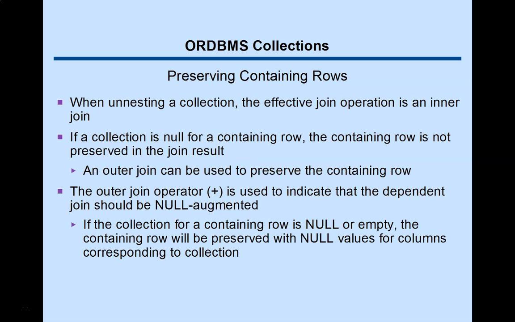When unnesting a collection, there is a join operation that is performed between the parent or containing table and the table produced through the table operator. This is an inner join. What does that mean? It means for each row within the parent table, we will join it with the table result for the collection for that row. But what happens if a collection is null for one of these rows? The containing row then would not be preserved because it's an inner join.